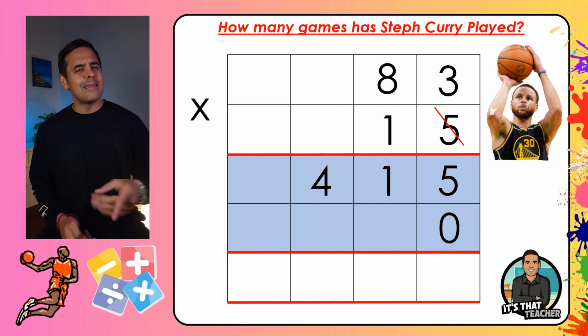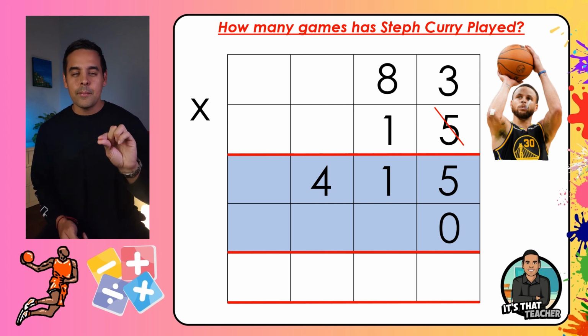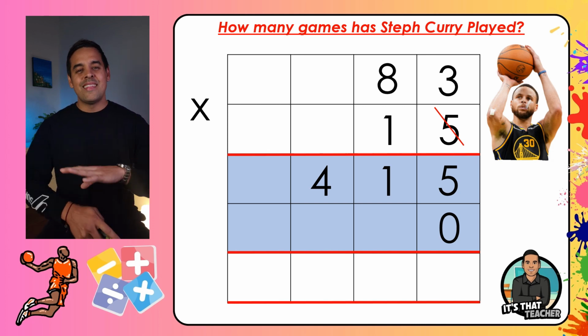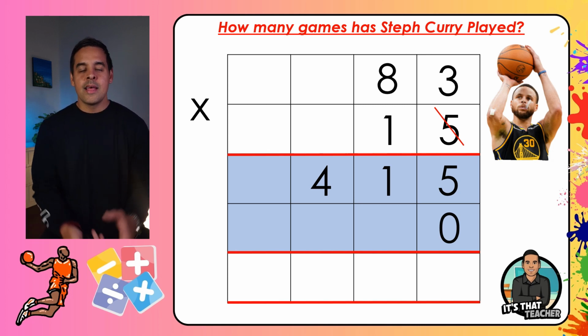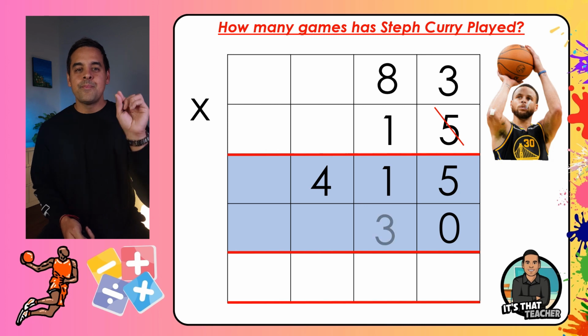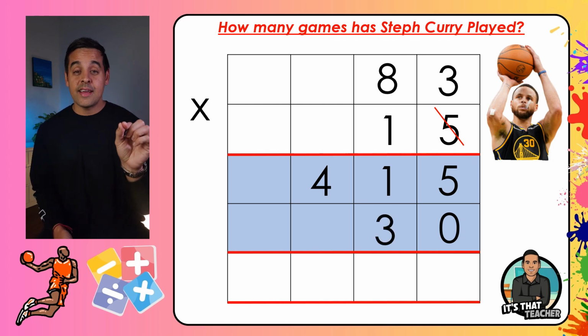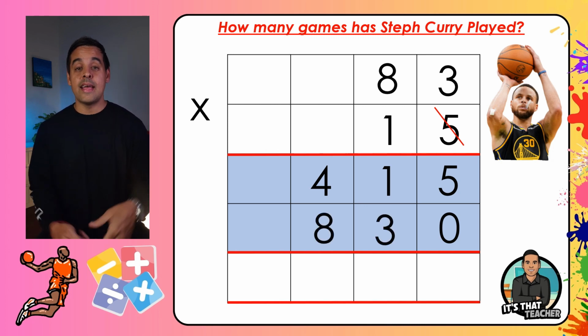I also recommend a little tip. What I just did there is cross out the number so you know you've already done the 5. That's just an explicit tip if you're a little bit confused with all the numbers. But 1 times 3 is 3. Now go to the next number, 1 times 8. 1 times 8 is 8.